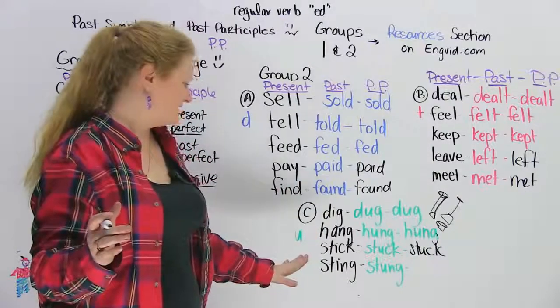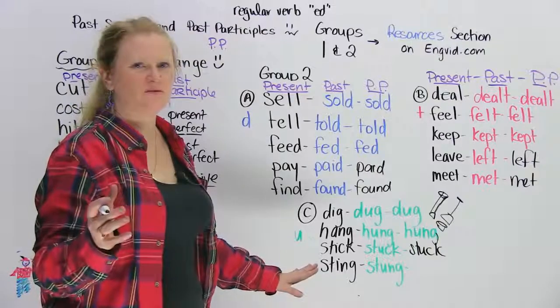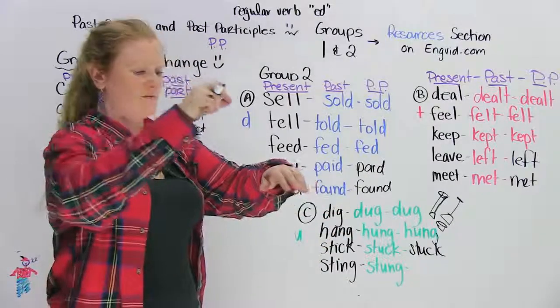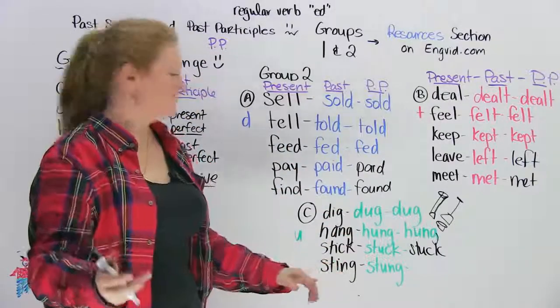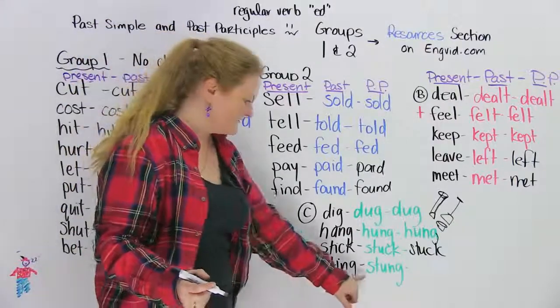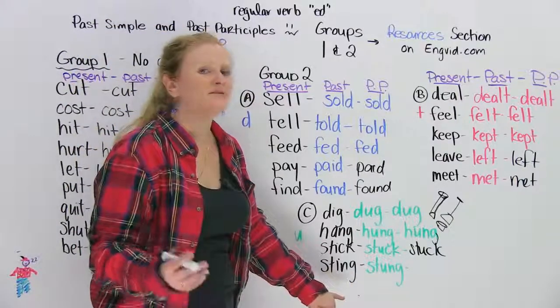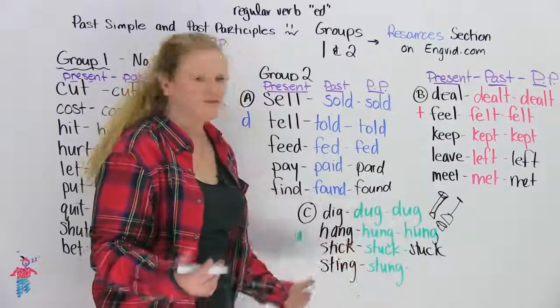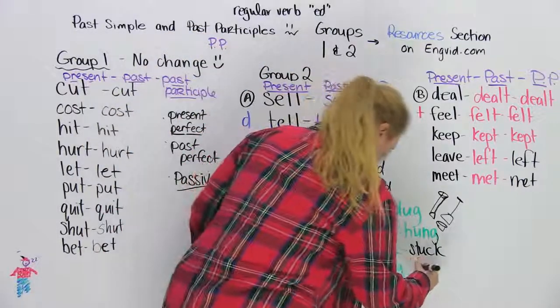And the last one, this might happen to you if a wasp comes and stings you. We have sting, stung. Do you know the past participle? It's the same. It's going to be stung. Sting, stang, stung.